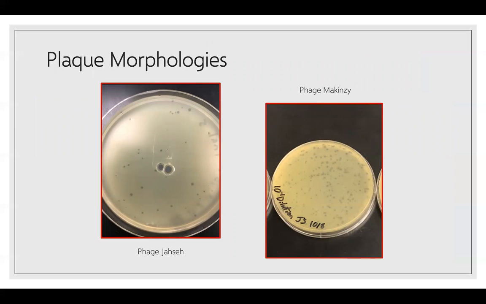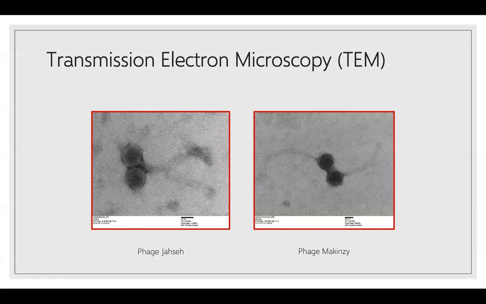So as seen here in both images, these are the plaque morphologies of both phage Jahseh and phage Makinzy. And in a later slide, we have a table filled with the dimensions and respective sizes of these phages. Here we can see the results of our transmission electron microscopy. And as you can see, the morphological characteristics of both Jahseh and Makinzy had very similar characteristics with that round head and the curly tail as well.